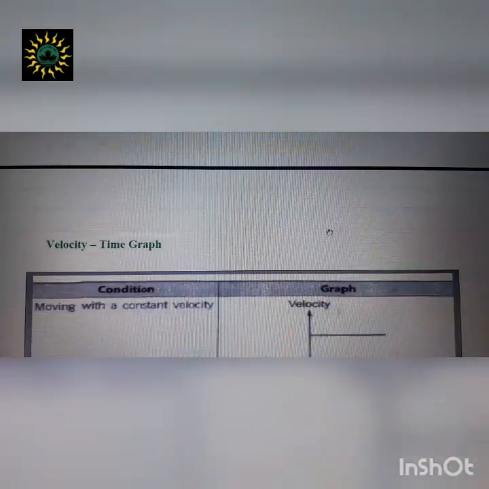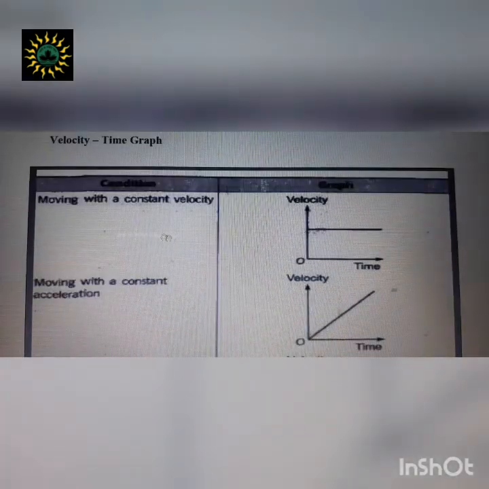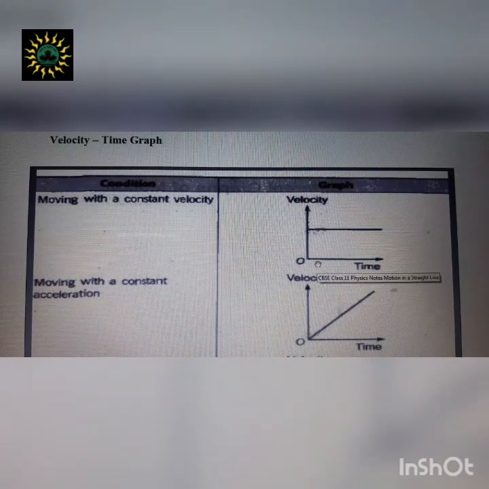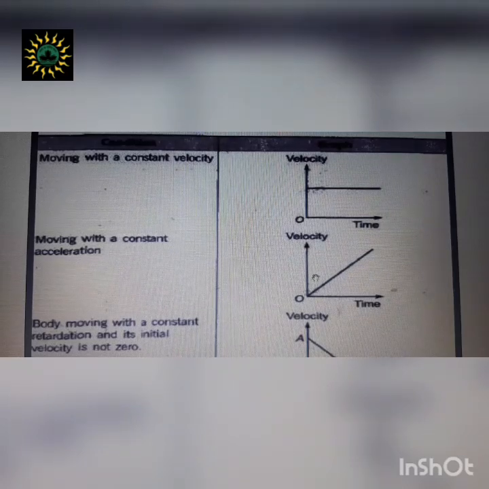Now another important point: the slope of the displacement-time graph will give the average velocity. Now the velocity and time graph: moving with constant velocity, when time is changing but the velocity remains the same, it will be a line parallel to the x-axis, or time axis. Moving with constant acceleration means velocity is changing with time at a constant rate. So when velocity changes with time at a constant rate, the graph will be like this.